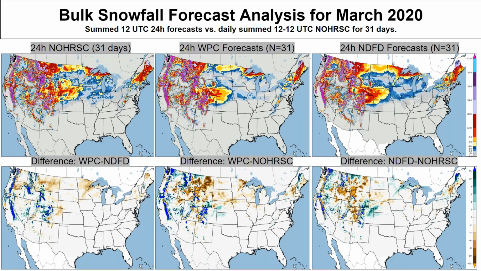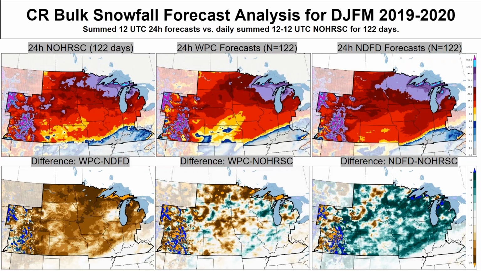So now let's zoom in on Central Region, and let's zoom in over the entire December, January, February, March period. I think the striking thing here is the large difference between WPC and NDFD when you sum all of these forecasts up over 122 days. I think there were 2 days missing from the data set where I didn't have NDFD data. I think it was March 24th and 25th. They're not included in the analysis. I don't know if anything happened on those days, but they're not in here.